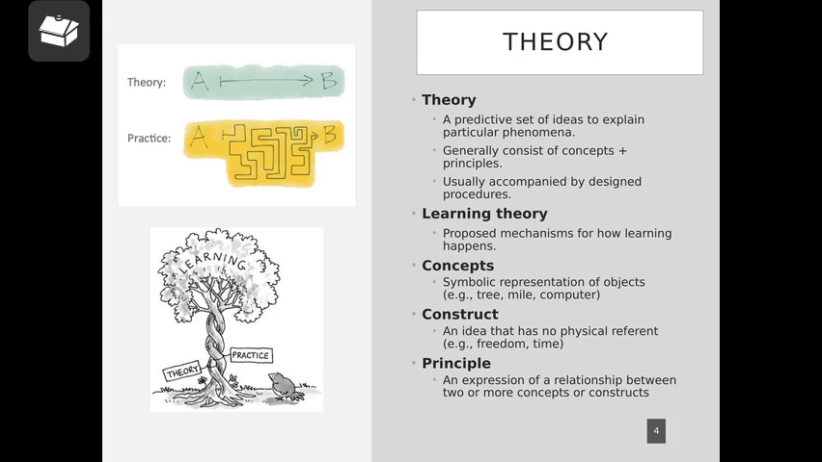We're going to talk about several things in this course that initially will probably be a little confusing. The first is, what is a concept? A concept is generally, but people will disagree, generally considered a symbolic representation of an object. So a tree, a mile, a computer, those are all concepts. A construct is an idea that has no physical referent. An example is freedom or the idea of time. Right? You can't really refer to them very specifically. They're constructs. They're things that people constructed.